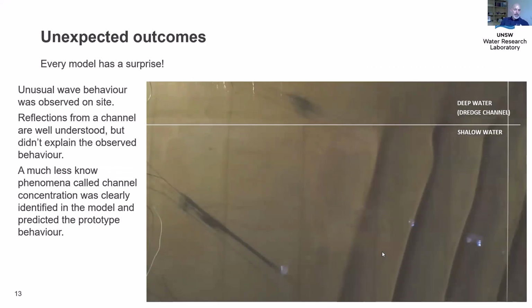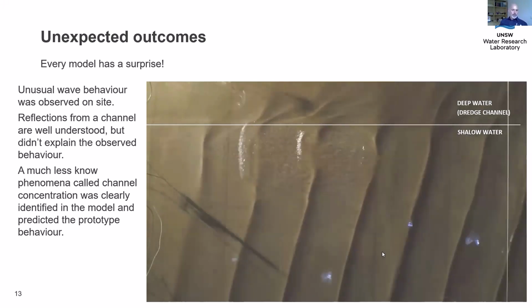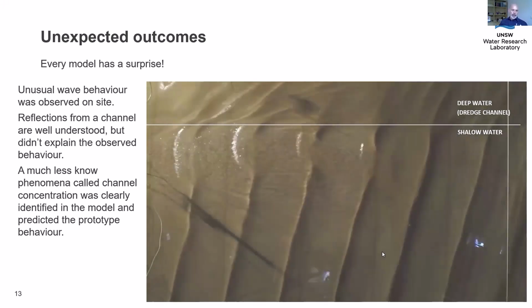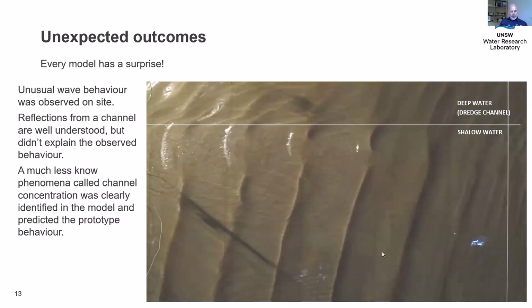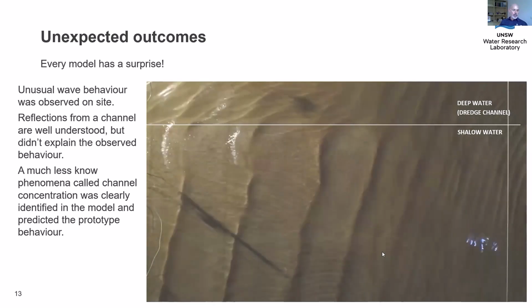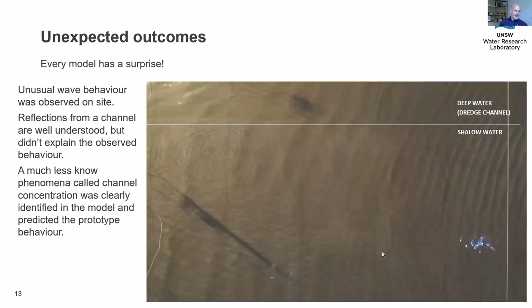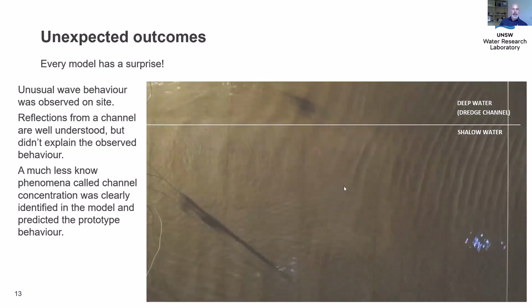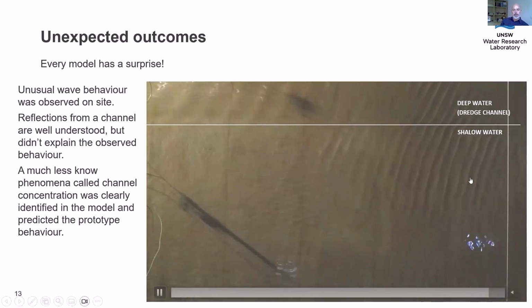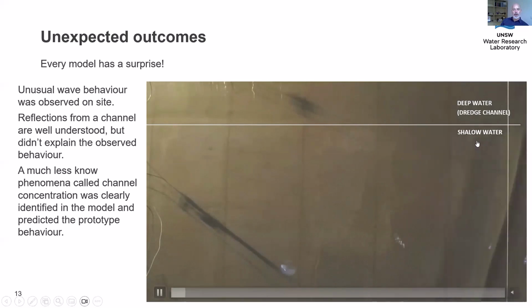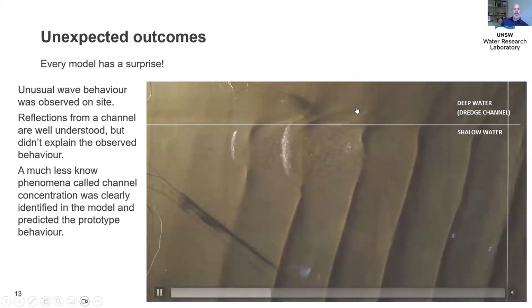I mentioned before that sometimes we get surprises, and this is where a physical model is really good for identifying things that we don't understand or that we might not expect to happen in a structure. So this here is a situation where we have shallow water and we've got waves approaching a dredge channel. Along this line here is the edge of a dredge channel.